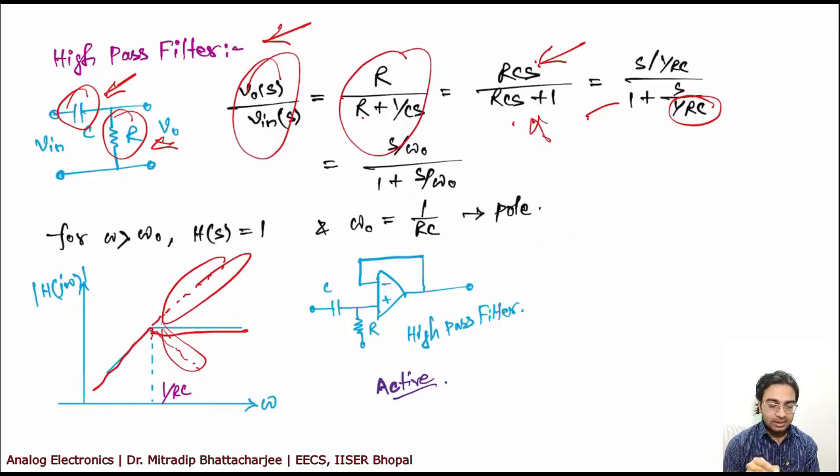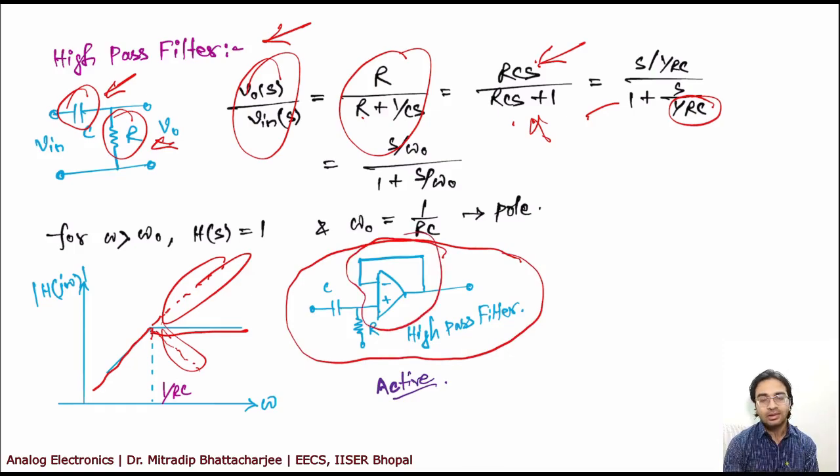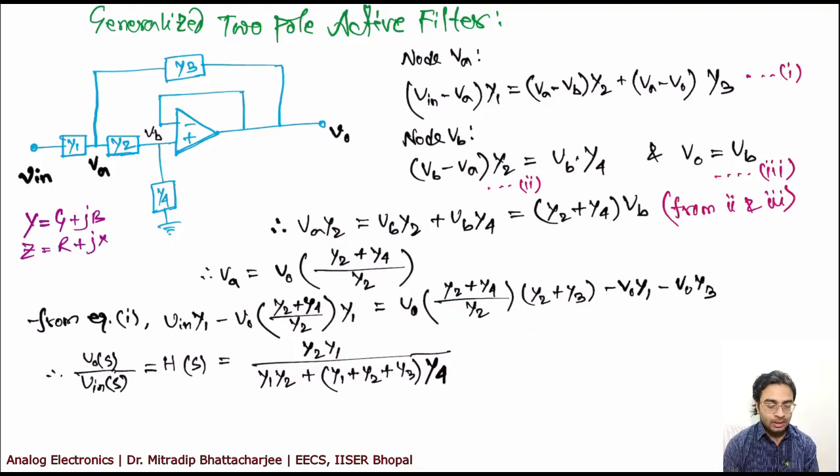So similarly, if you make an active high pass filter, you use a voltage follower before the output. So you attach your RC network with a voltage follower circuit. Okay, so this is more or less your high pass and low pass filter.